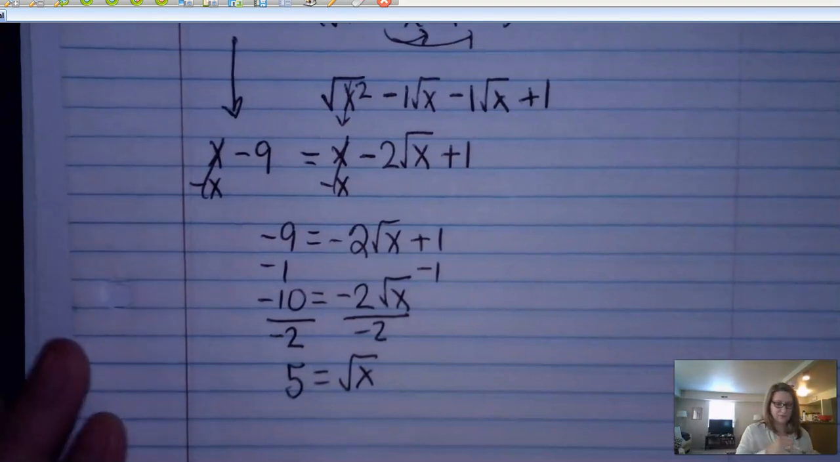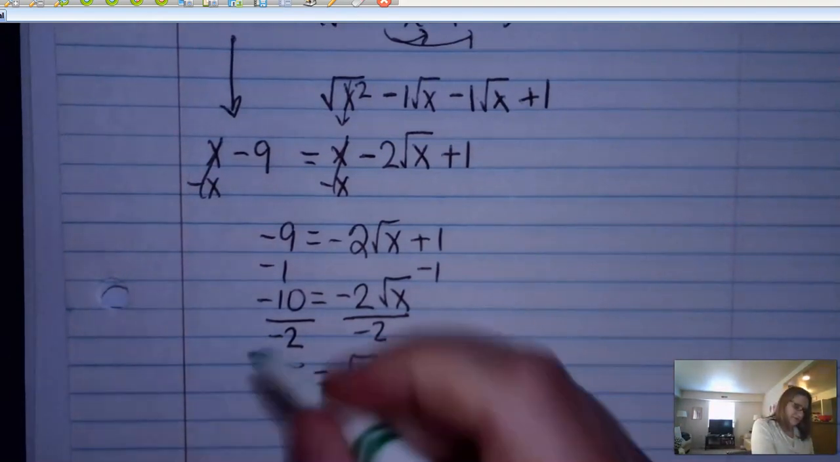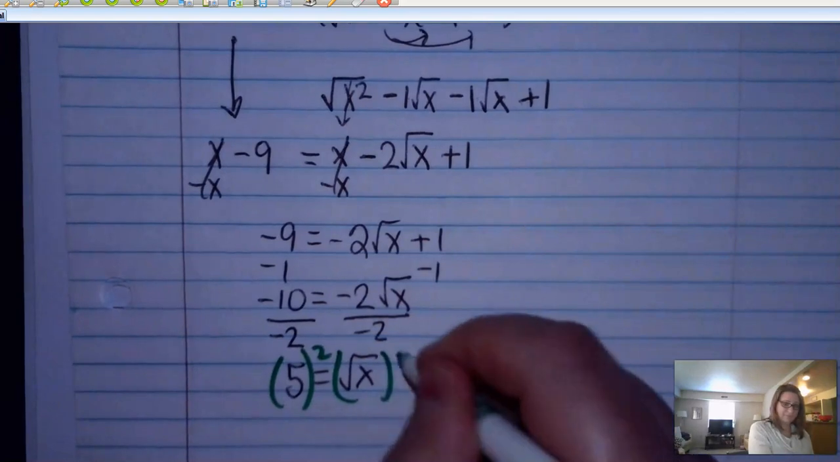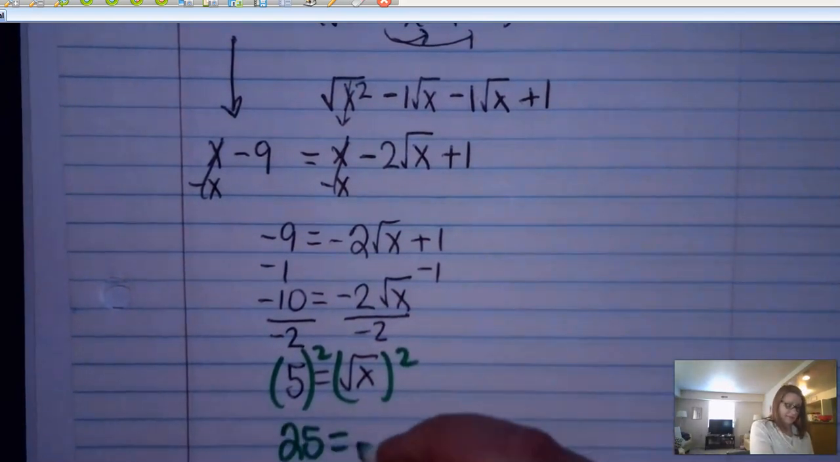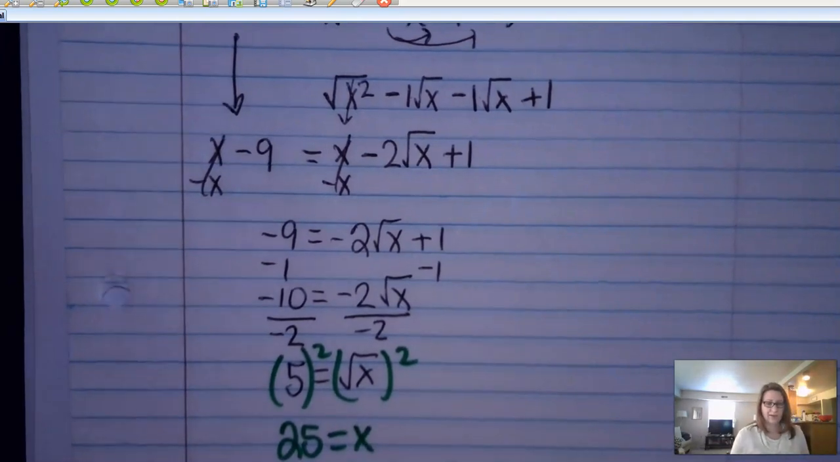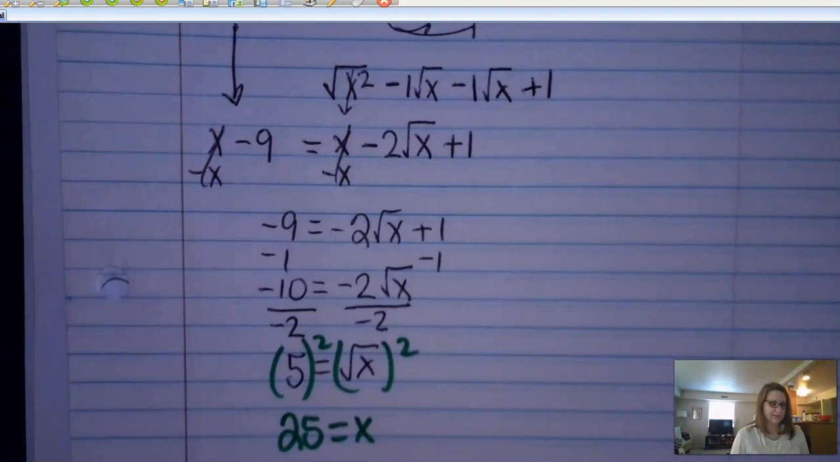Now, to cancel out a square root, all we have to do to both sides is square that. And so I'm going to end up with my plain x equal to 25. And if you plug that back in the original problem, it works in both cases. So it's not an extraneous solution, it will work.